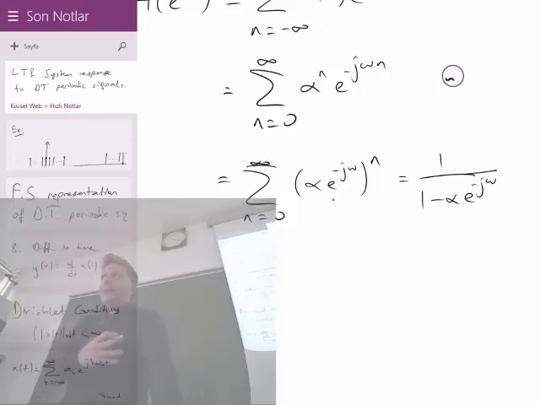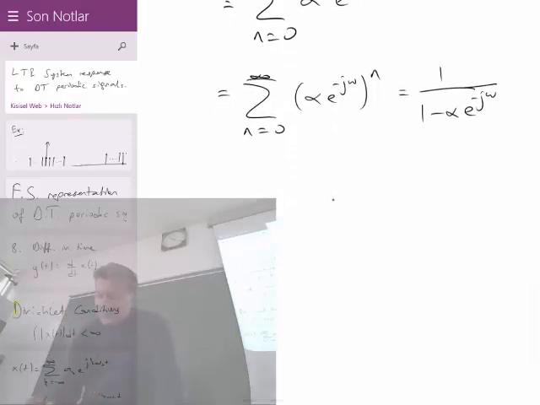Are you happy with this result? It's 1 over 1 minus x. And it is convergent, and the series summation is not infinity. It's not a growing summation, because the magnitude of alpha is less than 1, and the magnitude of e to the j omega, or e to the minus j omega, is 1. So the overall magnitude of this whole x is alpha, which is less than 1. Therefore, its series sum converges, and the converging magnitude is there. It's not infinity. It's not global.